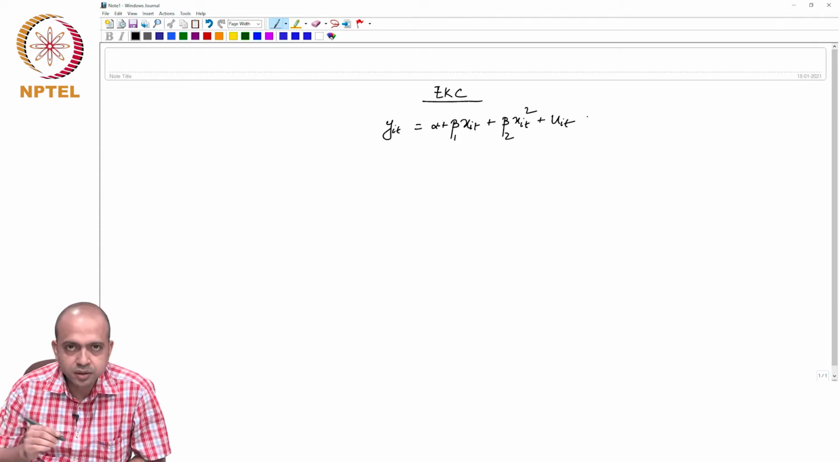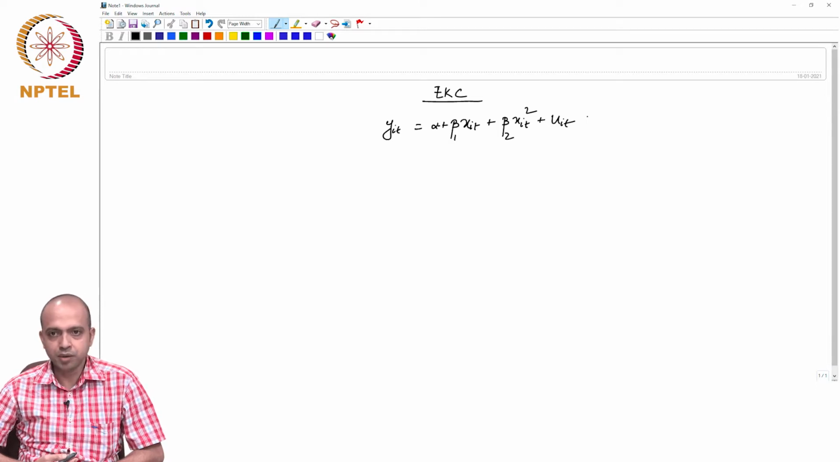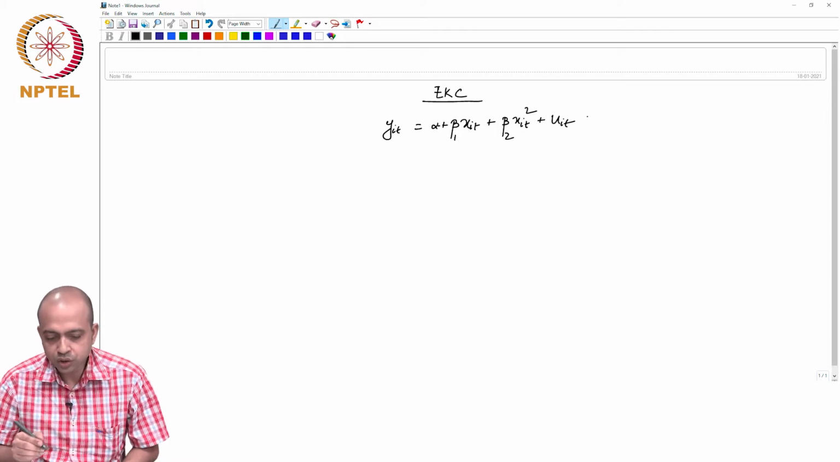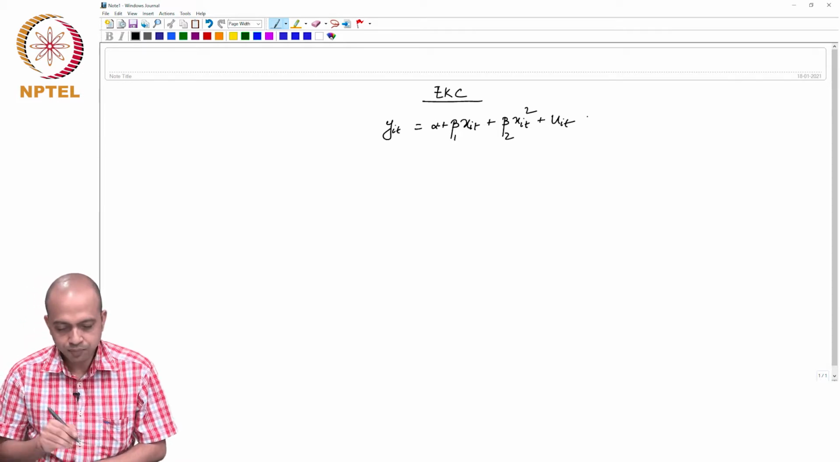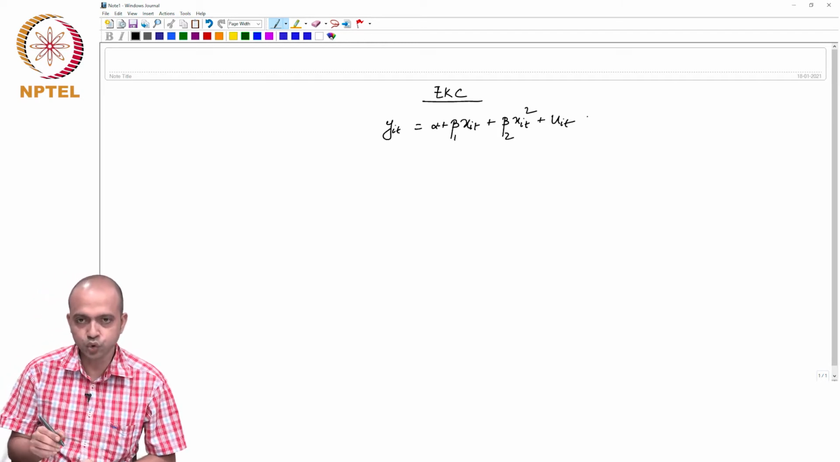And we have discussed different cases based on the restrictions we may impose on beta 1 and beta 2. After estimation, depending on the sign and significance of beta 1 and beta 2, we may or may not get the inverted U-shape relationship between Y_it and X_it, and several cases we have discussed in our previous class. Now, if the EKC takes the inverted U-shape relationship, the natural question that comes to our mind is how to get the turning point.